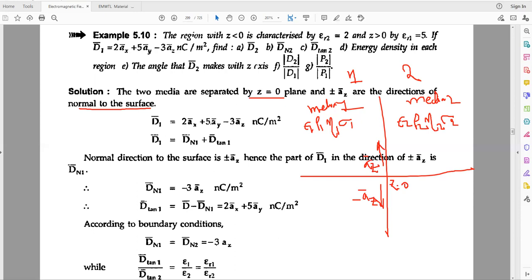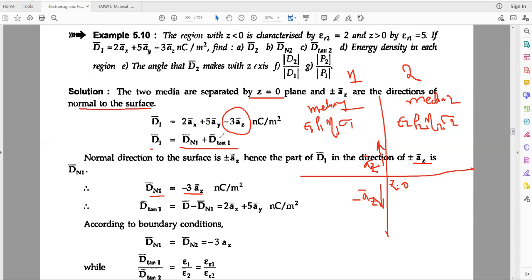D1 is given as 2 AX bar plus 5 AY bar minus 3 AZ bar nanocoulomb per meter square. D1 bar is a combination of the normal component and the tangential component, an additive combination. The normal direction of the surface is plus or minus AZ bar, hence the part of D1 in that direction is plus or minus AZ bar only. So Dn1 is minus 3 AZ bar, the normal component along the direction of Z.